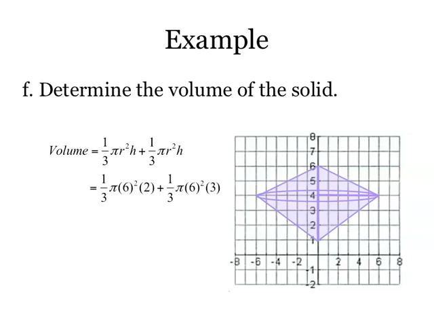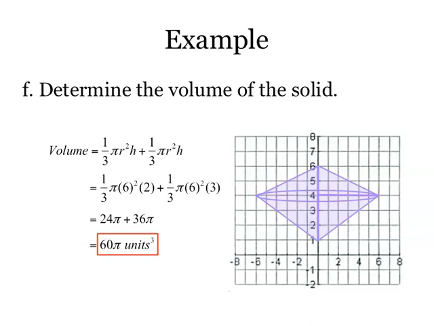We're going to leave our answer in terms of pi just to leave this to be as exact as we can. So this would be 1/3 times 36 times 2, which is 24. And then 1/3 times 36 times 3, which is 36. So 24 pi plus 36 pi. Add those two together, and that gives us 60 pi units cubed, because this is a volume. And that's our exact answer.